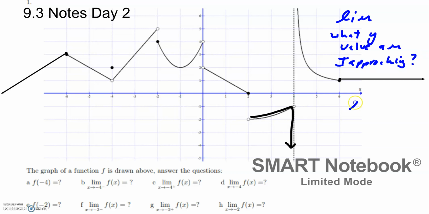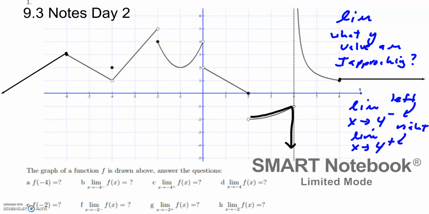If you ever see something like this, the limit as x goes to 4, then you see a little minus, this really means you're talking about looking from the left. If you ever see the limit as x is going to 4 with a little plus, that means you're looking from the right side, so you're looking from this way. From the left, you're looking from this way. And if you ever see the limit as x goes to 4 without a symbol, that means you're going to be looking at both directions at the same time.